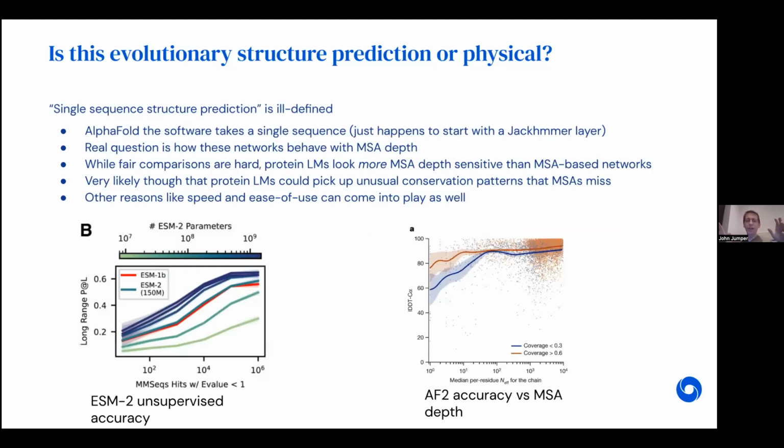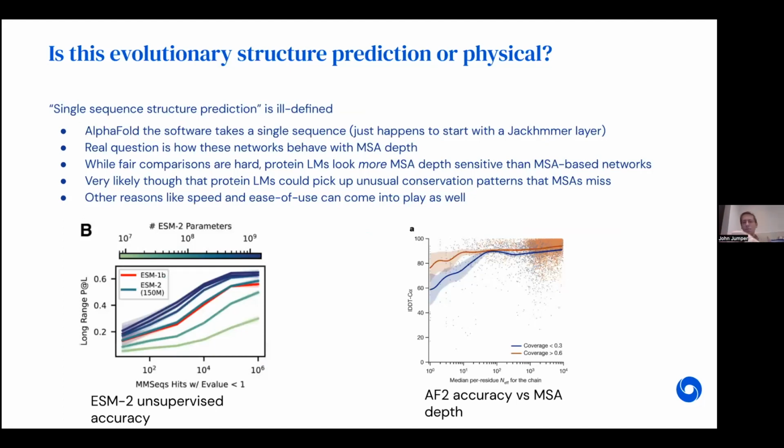And I think all the evidence is probably that these single sequence LMs are more MSA depth dependent than are MSA based networks. There's still lots of good things about them, and it's still a very active research area, but I think this is where we are at the moment, right? They have speed and ease of use, but they seem to be more MSA dependent.